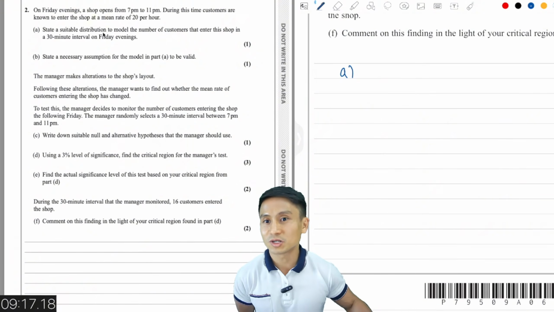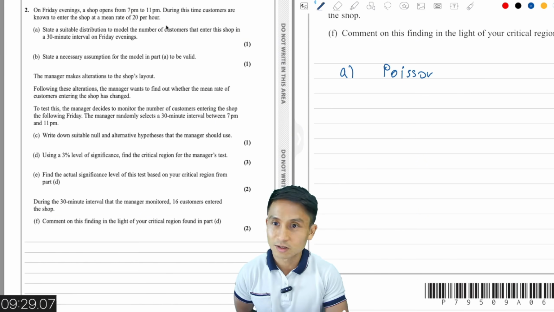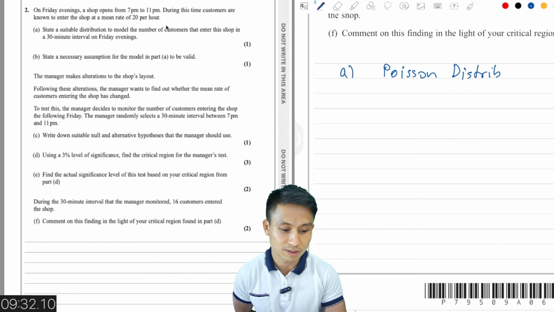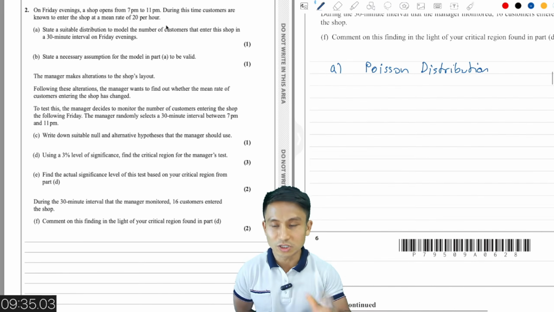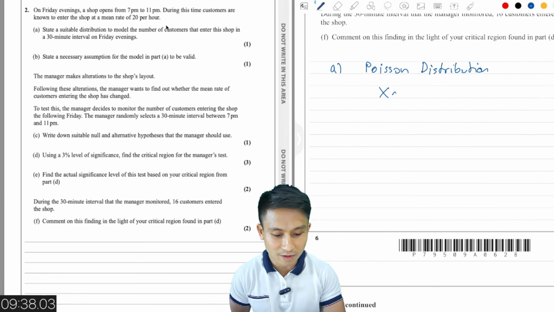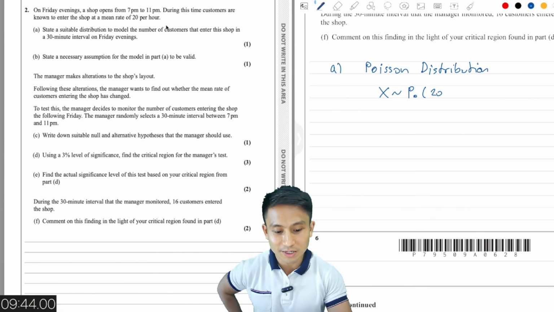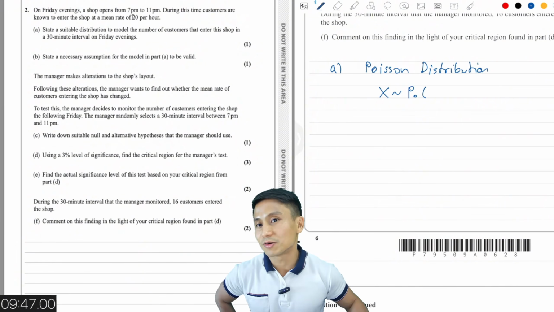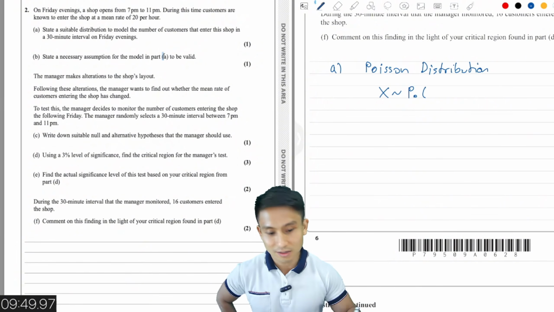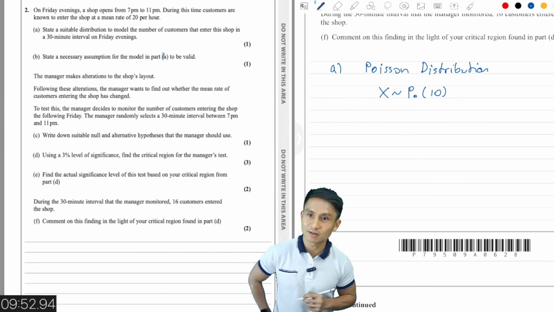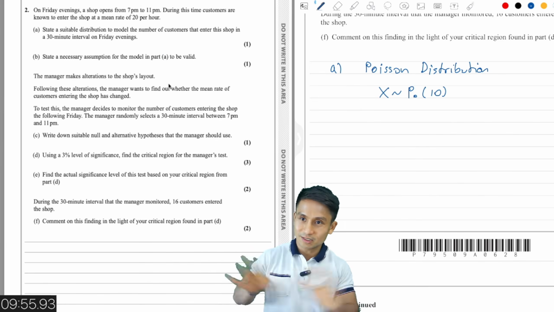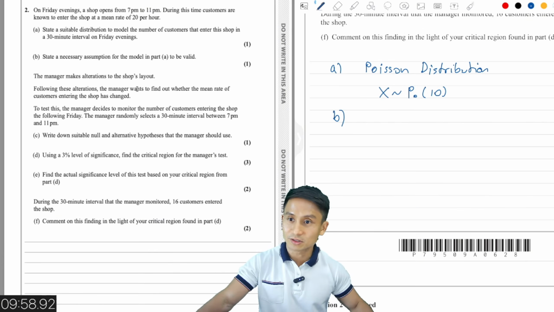So, suitable distribution, this is a constant rate of occurrence. What is the occurrence? Well, a customer entering a shop. So, this is Poisson distribution, right? Poisson distribution, that's it. Just to be safe, we're going to put Po and put everything in 20 per hour. Oh, 30 minute interval, so it's just half of that. If this is per hour, then if we divide that by 2, we get the rate at 30-minute interval. So this is perfect, that's it for the answer to A.